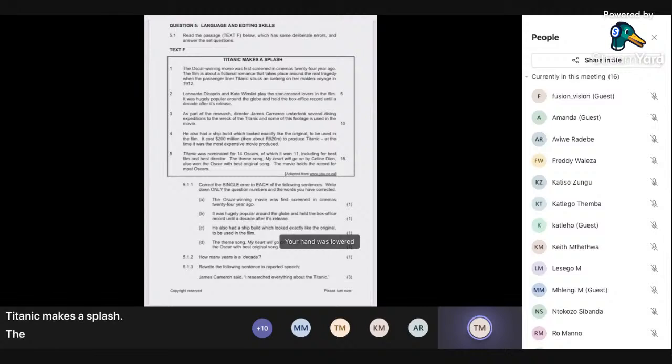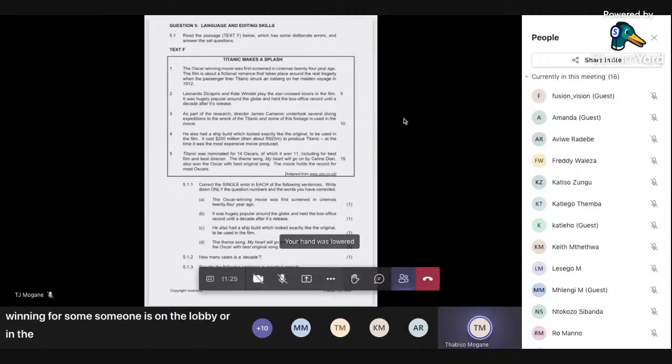The Oscar winning, now let's look at the Oscar winning is a compound word. Now, how do we know this? There is a use of a hyphen between the word Oscar and the word winning.